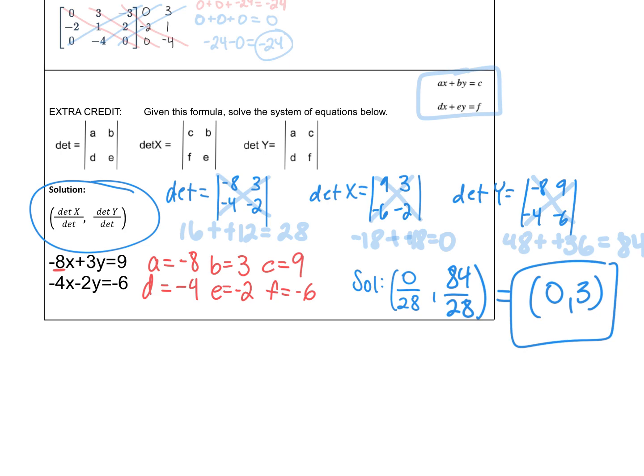So again, guys, first step on that is just to write out A through F, set up your determinants and solve, and then plug into the solution. Any questions on that? We feel good? Feel confident? Okay. Final is next class.